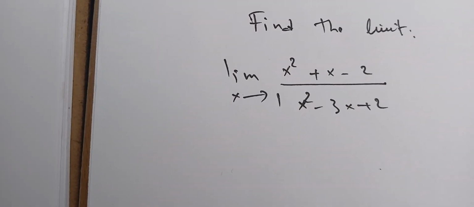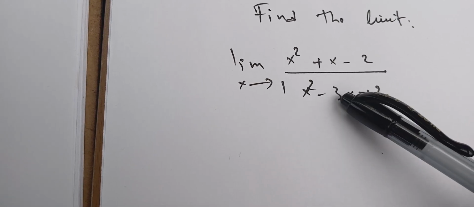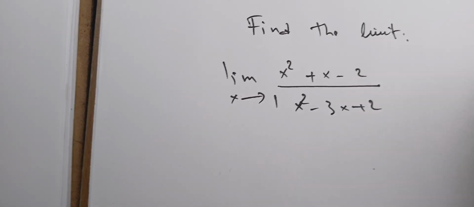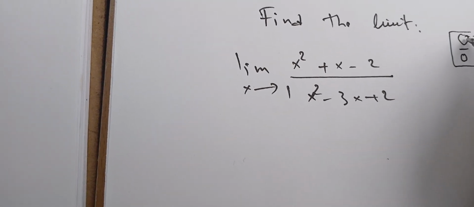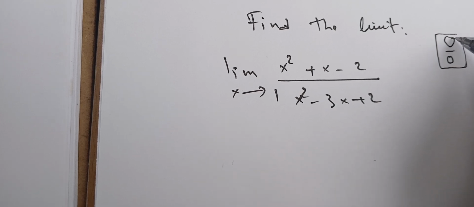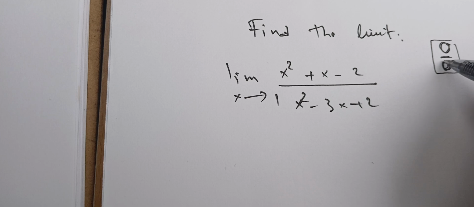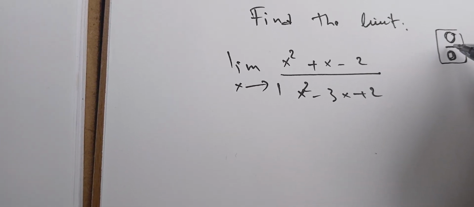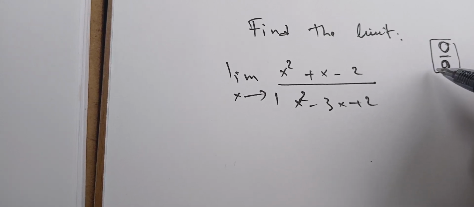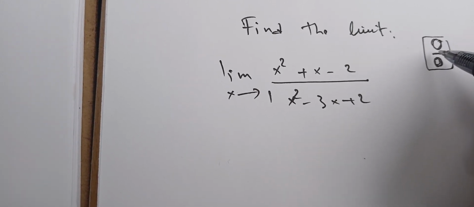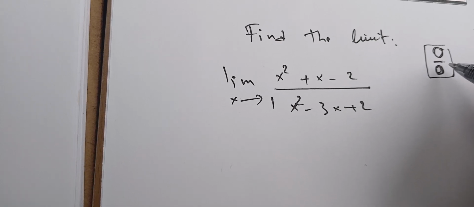So when we do that, we get 1 plus 1 minus 2, which is 0, over 1 minus 3 plus 2, which is 0. So we have 0 over 0. And this is an undetermined form, so we need to be aware of this one. When we get something like this, it doesn't mean that we can't have the limit. It might exist, it might not, but we are not completely convinced that the limit doesn't exist.